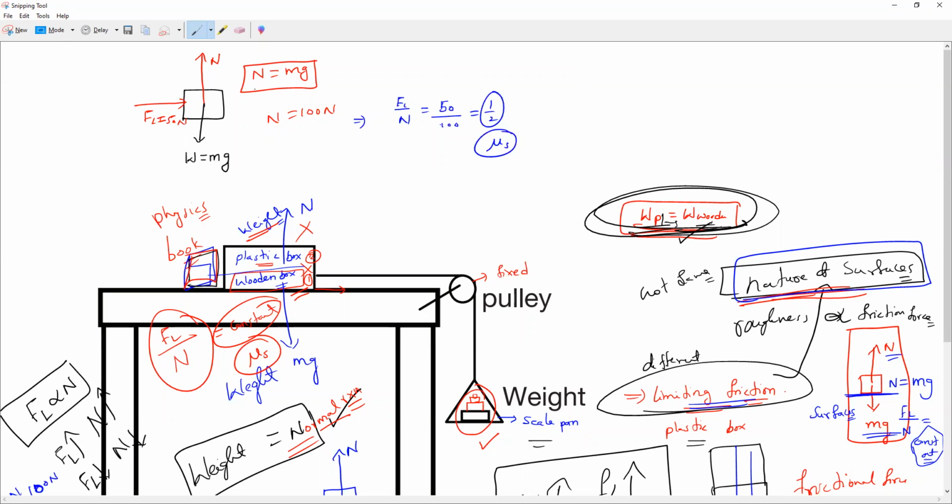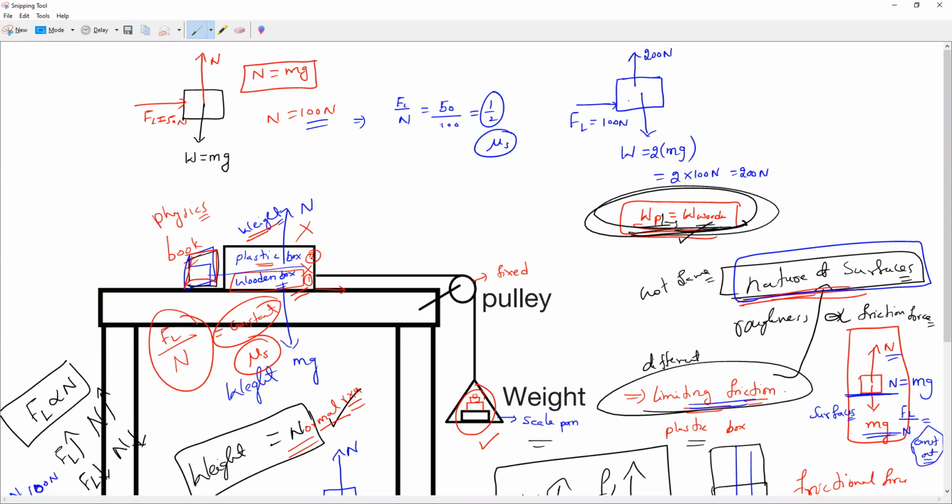Now I will put two physics books. One physics book is 100 newtons, so two physics books will become double. Am I right or wrong? So weight is 2 times mg, which is 2 into 100 newtons, so 200 newtons. Then the normal is 200 newtons. Then does the applied limiting friction increase or decrease? Definitely it will increase. So as the weight increases, limiting friction also increases.